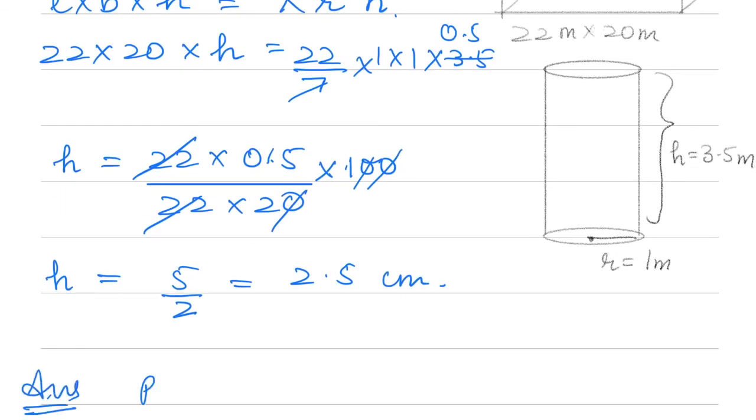So answer, rainfall is 2.5 centimeter. So with this we have finished the section D, as well as we have finished the paper set 1 and set 2. We are going to start in our next video.